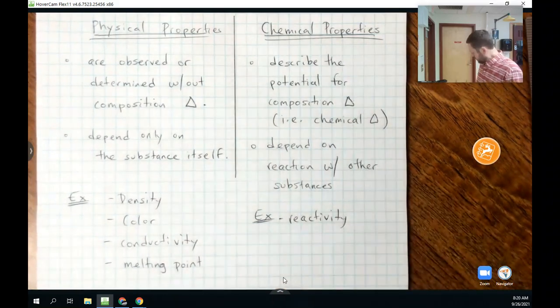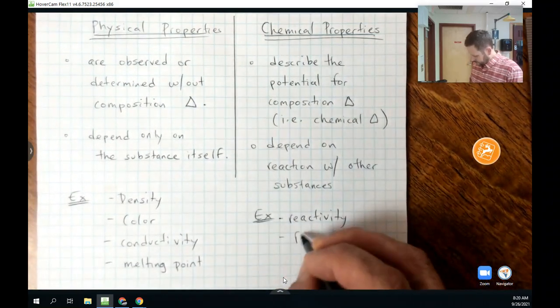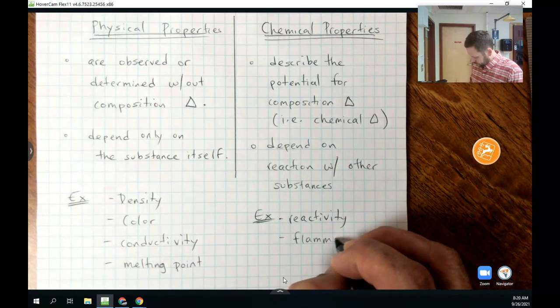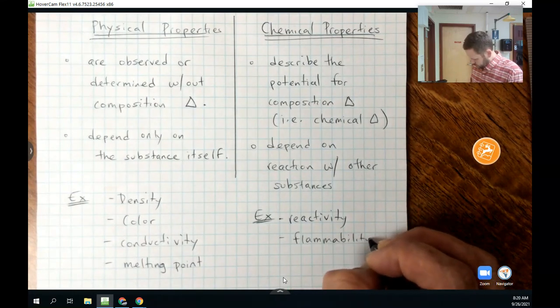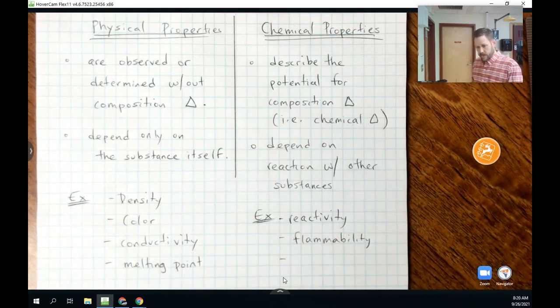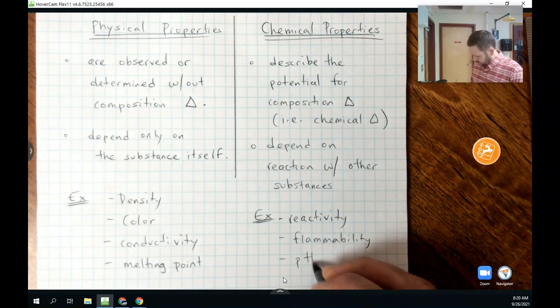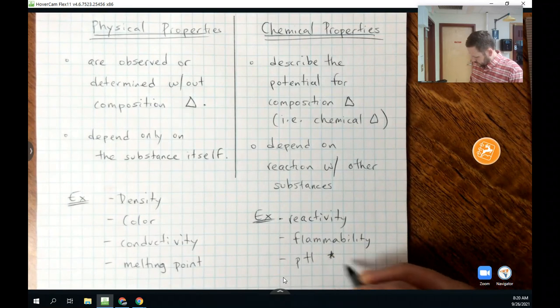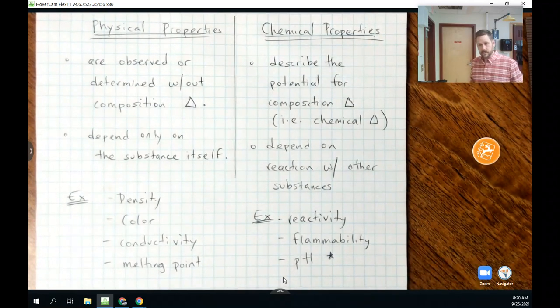Other examples include flammability, corrosiveness. But one that we're going to pay particular attention to is pH. So I'm going to put an asterisk here because we're going to continue in a moment to discuss pH as an important chemical property. So I'll pause here for a minute before moving on to discussing pH.